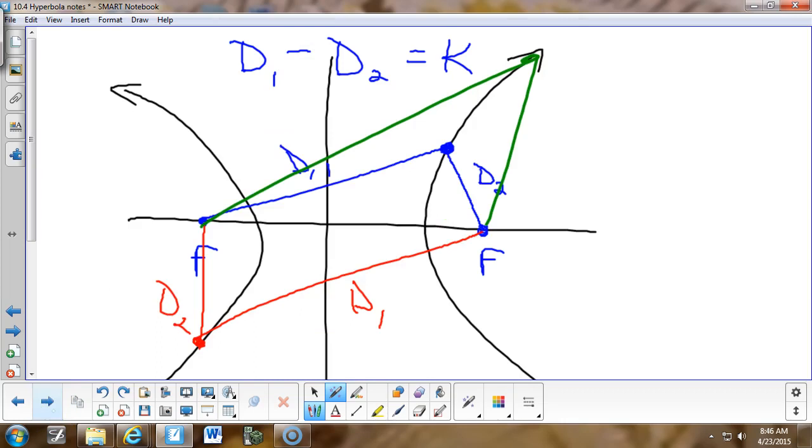If I can get the page to advance. So, totally different picture. I know this is like a blob looking to you right now, but let me help you see what's going on. If I pick any point, I still have two foci, two focus points. And if I take one distance and subtract the other distance, that will remain a constant, just like with the ellipse. So in other words, this distance minus that distance is the same value. This distance minus that distance is the same value.